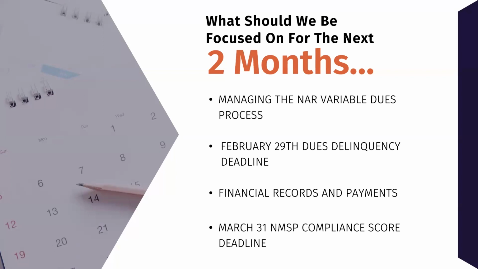So what should we be focused on for the next two months or the next month and a half, right? We should be focused on managing the NAR variable dues process and preparing for the upcoming February 29th dues delinquency deadline. We should be focused on submitting financial records and payments to C.A.R. and preparing for the upcoming March 31st NMSP compliance score deadline.